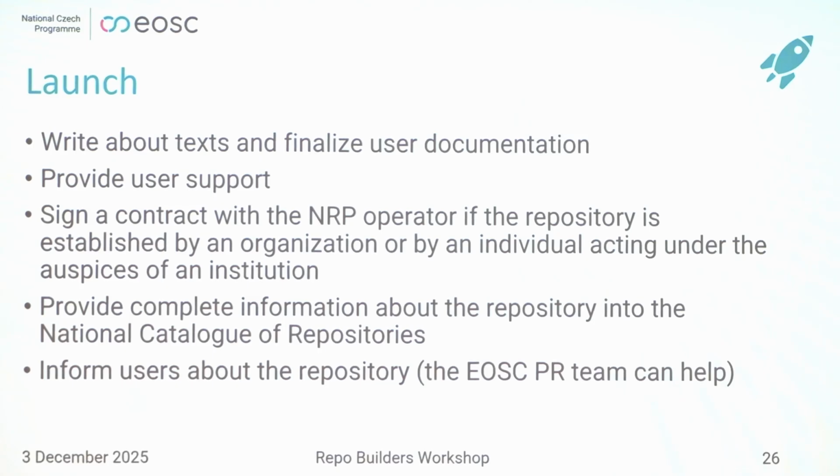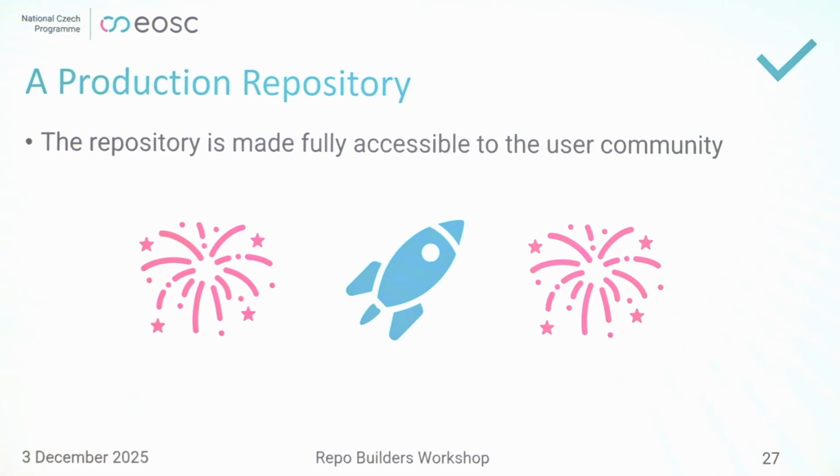The next phase is launch. In this one, we will need to write some PR texts. The EOSC PR team can also help you distribute the information about the repository into the world. You'll write text on the website about the repository and test that, hope everything works well once the first real users start using it and deploying their data. And then finally, we have a production repository and it is useful and everything is great.